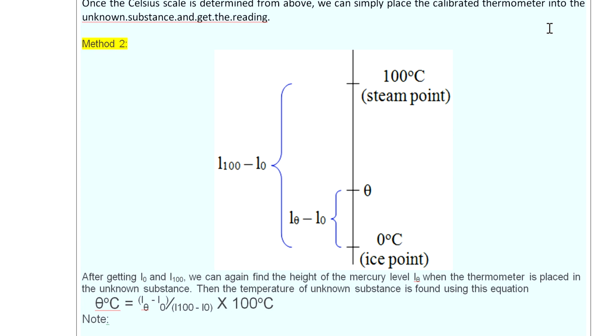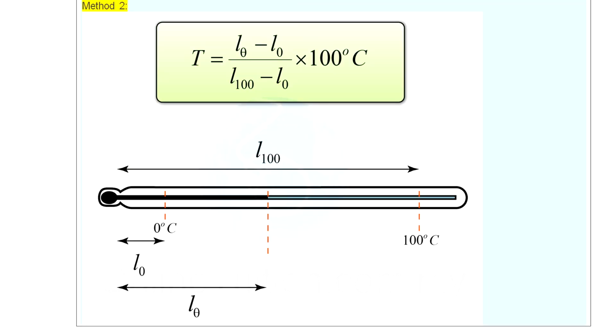For which point? We will take, first of all, so I have considered a clear diagram that is more easy to understand. Students, in method 2 we can find the unknown temperature T or theta. Capital theta we use at GCE level.